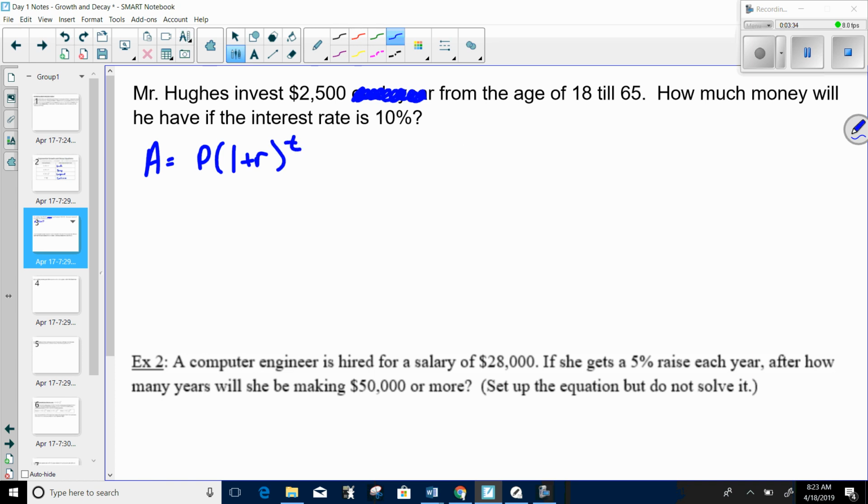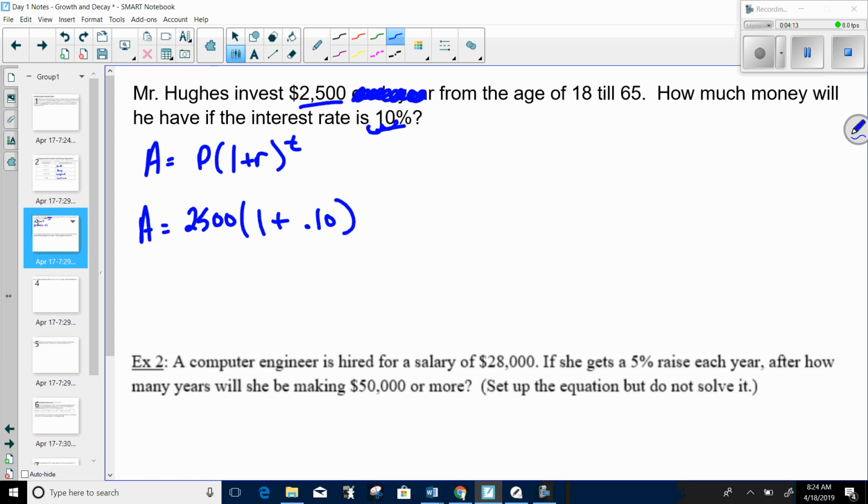So we need to figure out what variables we know. A is the ending amount. Do I know how much money that is going to be at the end? We do not, so we put A. P is the principal. How much money did we start with? We started with $2,500. So I put that in there. 1 is just 1, plus R is the interest rate. The interest rate is 10%, but we need to convert that to a decimal. So you move the decimal point 2 places to the left. So it's going to be 0.10 raised to the T. So you actually need to figure out the time frame, 18 to 65.